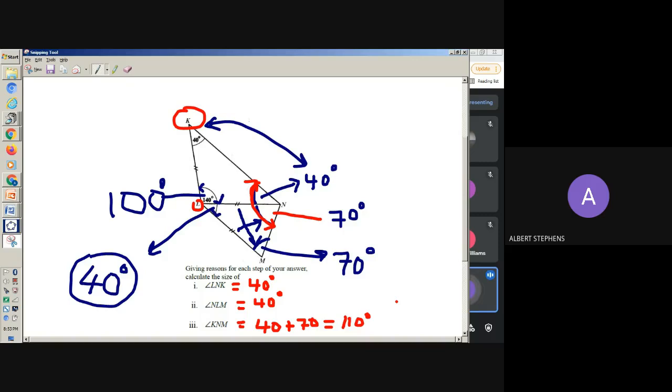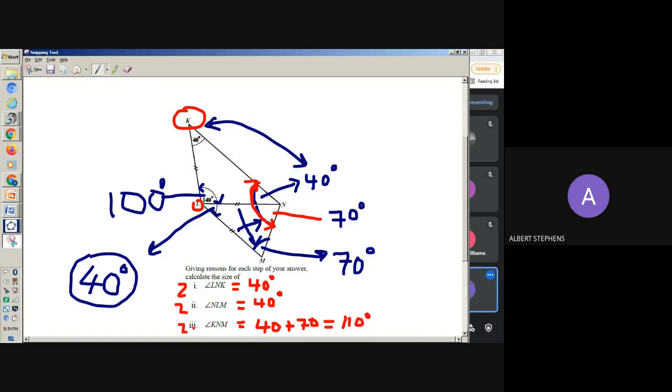All right, you notice the question says give reasons for your answer, not true? So you cannot have those values without any reason, because each of these questions will probably value what? 2 marks. So that will be a total of what? 6. So if you just put 40, 40, 110, you probably get 3.